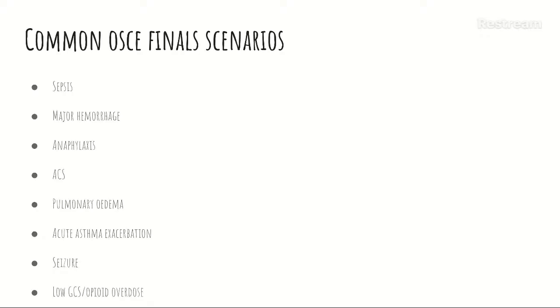And then, these are just some of the common scenarios that I could think of that are the most likely to come up in finals. Sepsis is a big one. That was quite common at my med school. Major hemorrhage that we talked about earlier. Anaphylaxis, because that's quite an easy one to test. ACS, pulmonary edema, asthma, seizures, and then low GCS, which a common one they like to ask about is opioid overdose, because that again has some quite good signs that Jess talked about earlier.